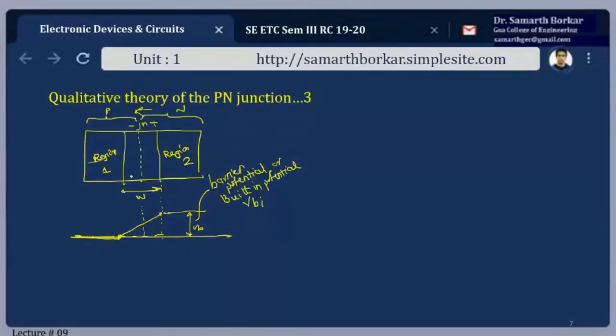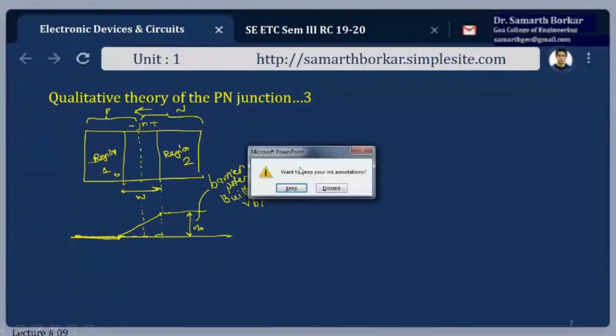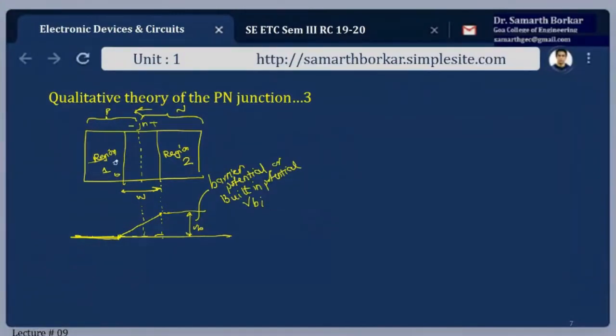If it has to reach somewhere here, it has to move in this direction towards region 2, and then it needs some energy. How much is that energy? This energy is equivalent to voltage. This is what I'm plotting: voltage with respect to distance x. This is a physical device, so it will have some physical dimension with respect to x.